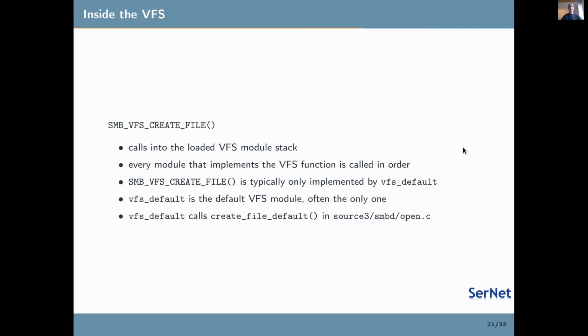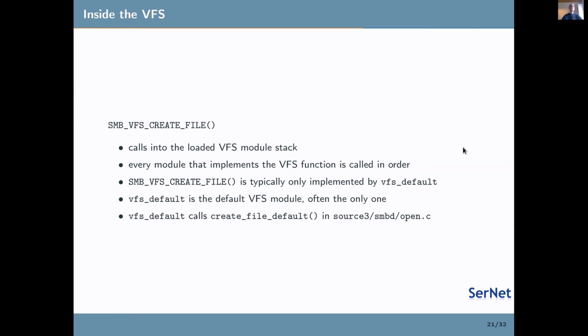So the function SMB create file, as called by the SMB2 frontend code, calls into the loaded VFS module stack. And then every module that is configured and loaded by the file server and implements this function is called in the configured order. And typically, this VFS create file function is only implemented by the so-called VFS default module. That is the default module in the file server that is always loaded, and it's often the only one. But at least it's always loaded, and it's the last one in the stack.